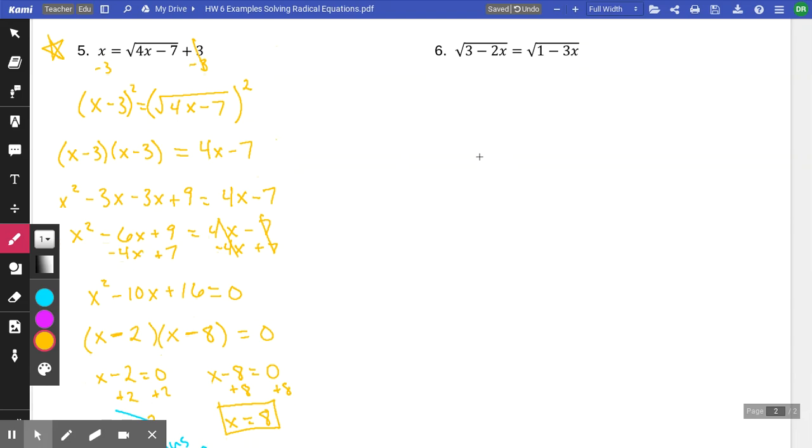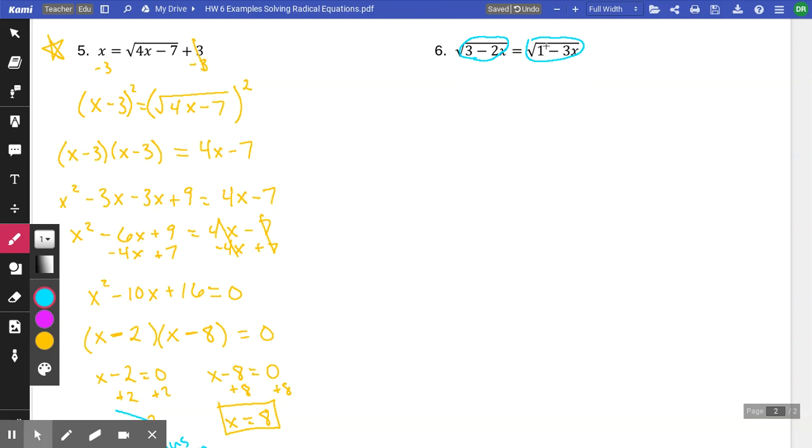Okay. So let's look at the last couple. Number 5 was pretty bad, but the other 2 are actually not bad at all. So here it looks terrible because each side has a square root. But you notice on the left side, that's all we have. We just have the square root of something. And for the right side, it's the same thing. We have the square root of 1 minus 3x, but there's no number before the square root. There's no number after the square root.